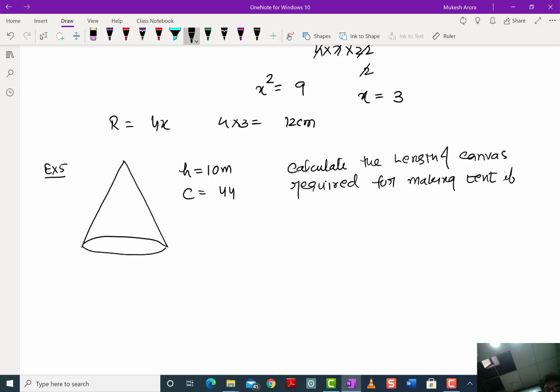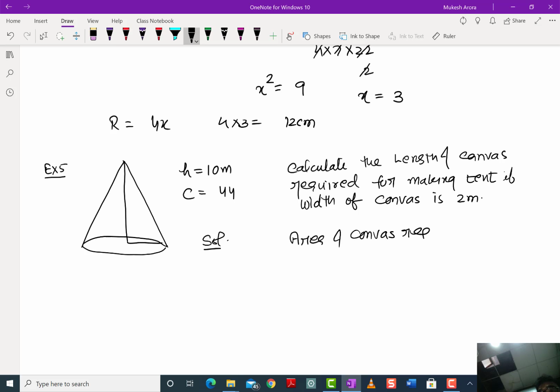if the width of canvas is 2 meter. So first of all we have to find the area of canvas required. Area of canvas required is pi r l. So circumference is 2 pi r is equal to 44. 2 into 22 by 7 into r is equal to 44. Radius is 7.